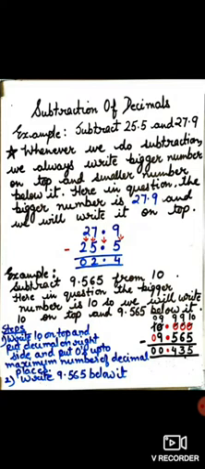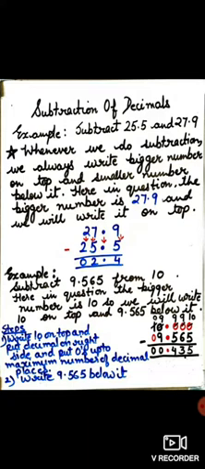Now in the second example, we have to subtract 9.565 from 10. Here in the question, the bigger number is 10. So we will write 10 on top and 9.565 below it. As you can see, 10 is a whole number. So first of all, we will write 10, then put decimal, and we will put 3 zeros for the decimal numbers, because in the given question, the second number has 3 decimal places, that is 9.565.